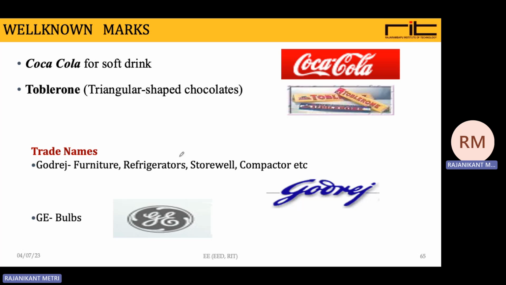Then another is well-known marks. So a well-known mark falls like Coca-Cola for soft drink or Toblerone, that is triangular shaped chocolates. Trade names like Godrej refrigerators, Novel, comparator, or even G bulbs.